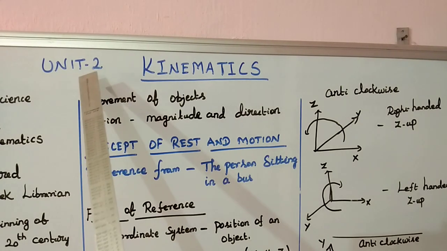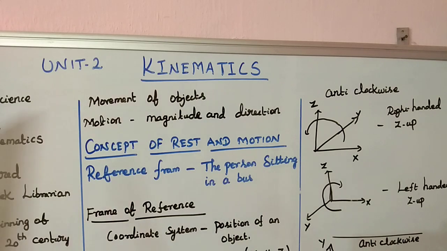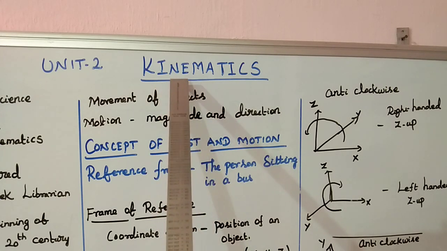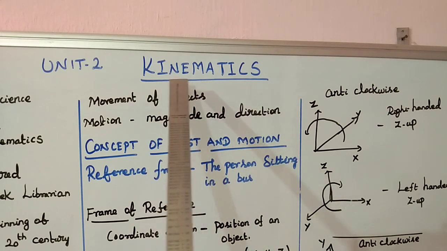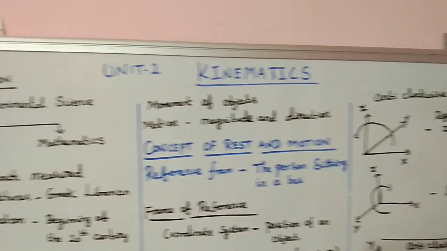We are going to see Unit 2, Kinematics. The name is Kinematics. All of you know the two energies: one is kinetic energy and the other one is potential energy. For kinetic, we use this term kinematics because it comes from the Greek word kinema. Kinema means movement or motion. So, kinematics. Now we see the introduction.